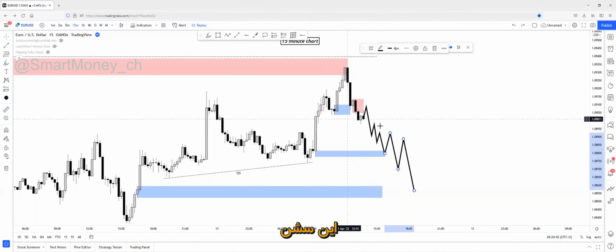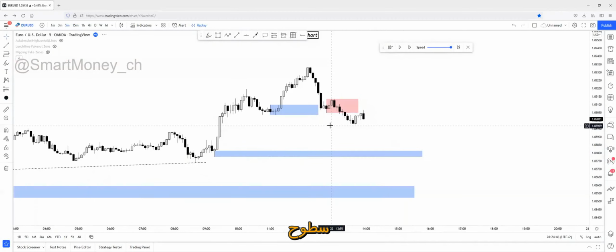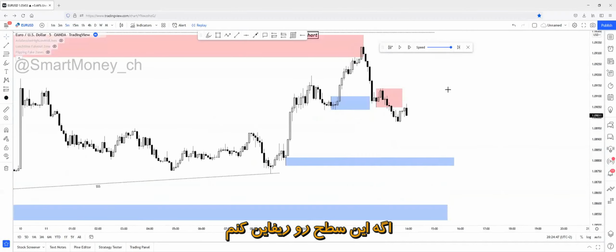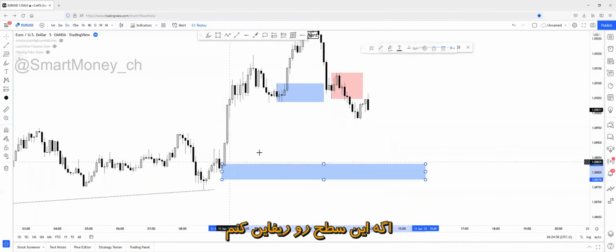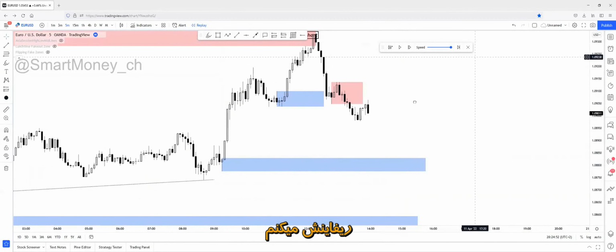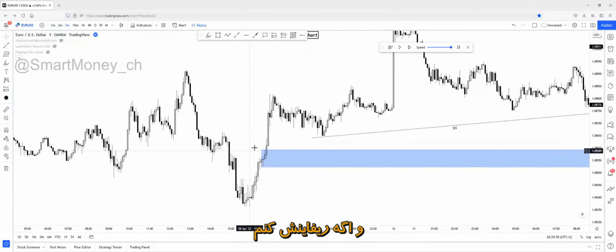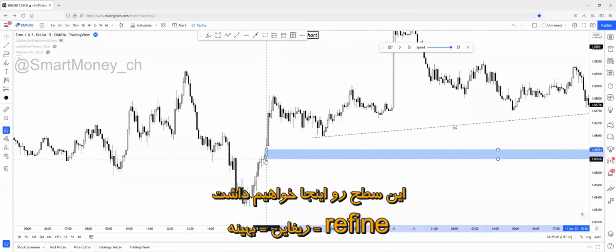We have a narrative for every single possible price action in this session. So basically, all we have to do now is switch to the 5-minute chart and refine these zones. If I refine this zone, we will have a bigger zone. If I refine this zone, we will have this zone right here. This will be a refinement.